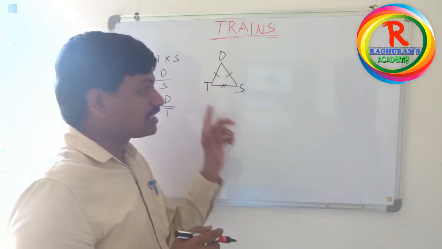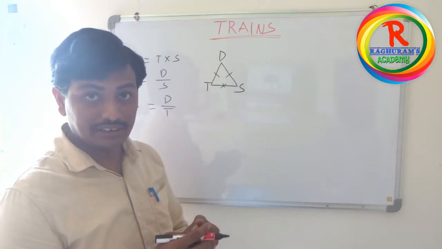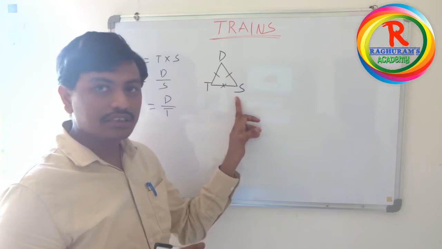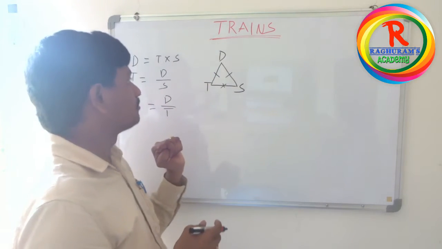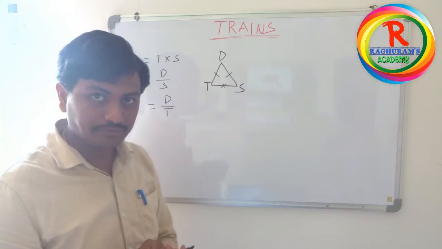So out of the 3 main terms in the time and distance problems as well as in trains, distance, time and speed, out of all the 3, 2 will be given. If 2 are given, we can find the third one. In this formula, it is very easy to remember using the detailed triangle.